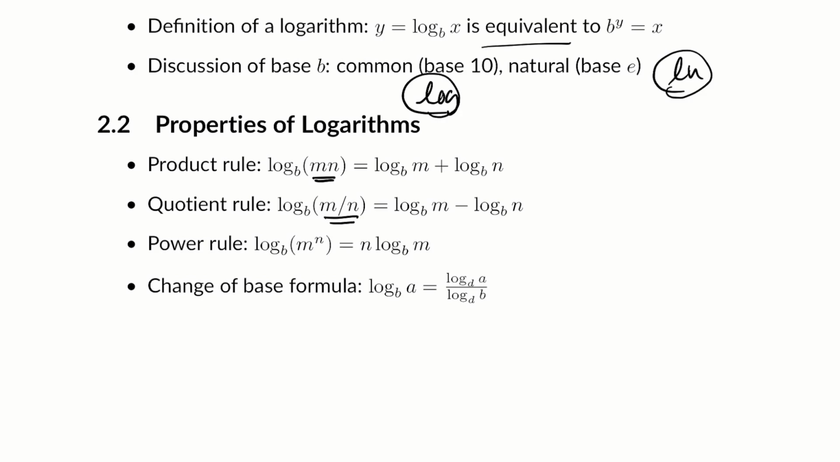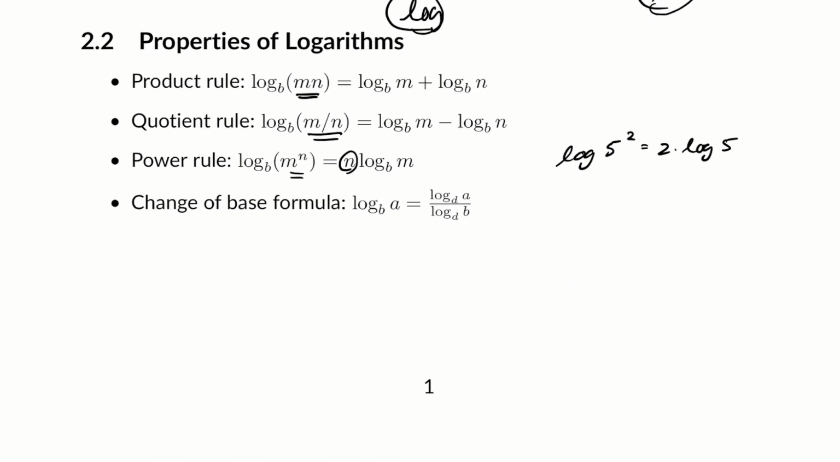If you have a power within the logarithm, that exponent can be brought out in front as a scalar. This is big. So if you have log of 5 squared, this is really 2 times log of 5. I know sometimes having variables can muddy the water.